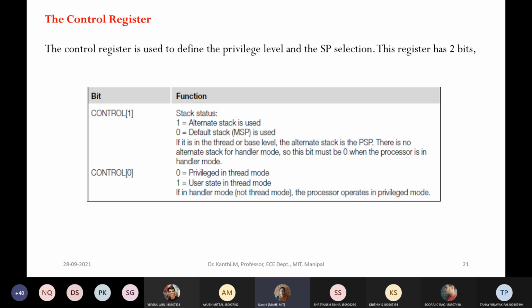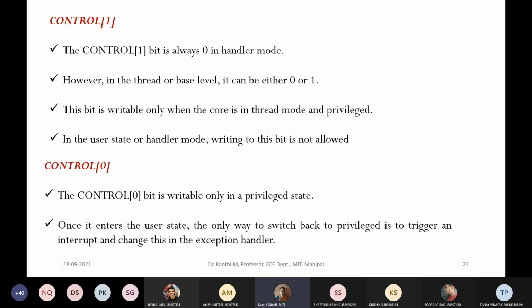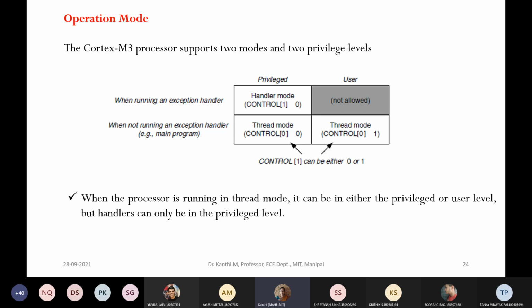We'll go straight away to see when control bits 0 and 1 are used. The least significant bit, control 0, if it is 0, you say that it is privileged in the thread mode. If it is 1, it is user state in the thread mode. So we will understand better. I'll show that and I'll come back.